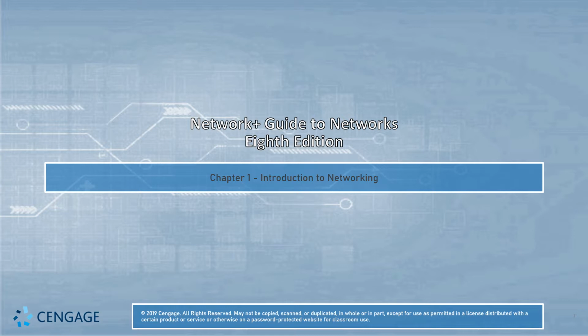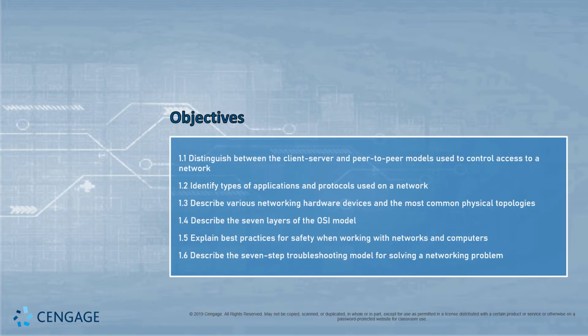Chapter 1 is about Introduction to Networking, so there's going to be a couple of broad topics that we will deal with in order to give you a grounding in what to expect for the coming semester's lecture series. So we have 6 objectives today. We're going to distinguish between client-server and peer-to-peer models for network control and network access types.